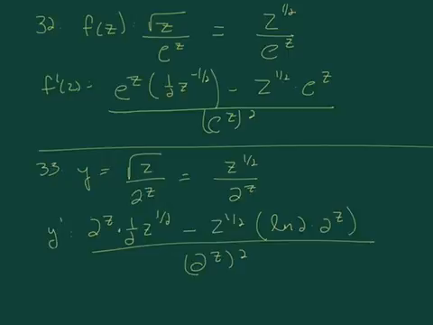I'm just getting warmed up. Let's take a look at number 34. Okay, so 34 is getting a little bit more complicated. Y equals x squared plus 2 over 3, and the whole quantity is squared. So now I've got the chain rule and the quotient rule. So this will be fun.